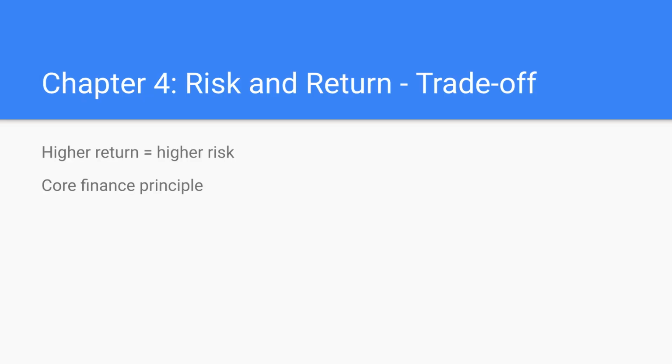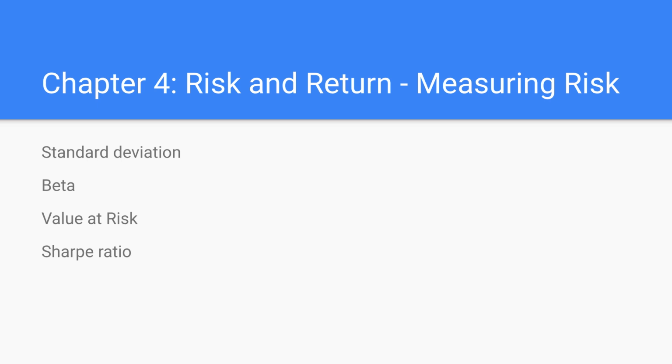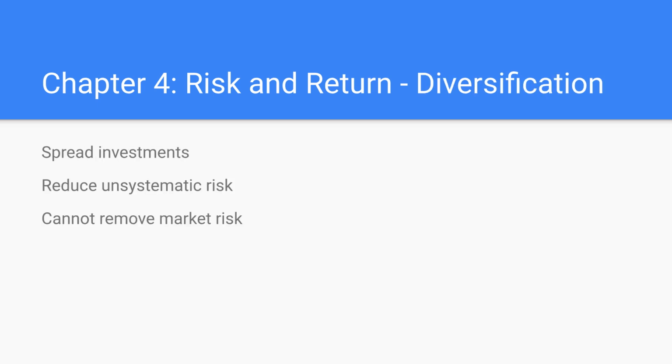Chapter 4 addresses risk and return. A core finance principle is the trade-off. Higher potential return comes with higher risk. There are different types of risk to consider, including market, credit, liquidity, and operational risk. We can measure risk using tools such as standard deviation, beta, value at risk, and the Sharpe ratio. Diversification means spreading investments to reduce unsystematic risk. However, it cannot eliminate market risk.